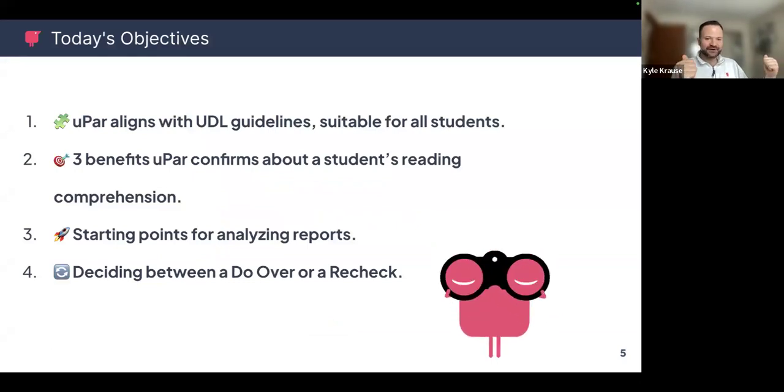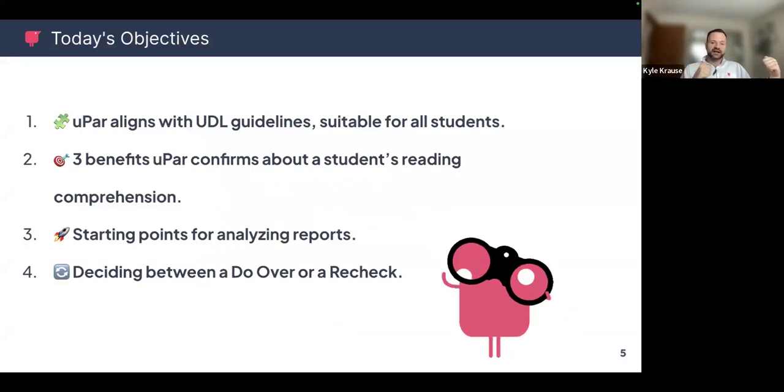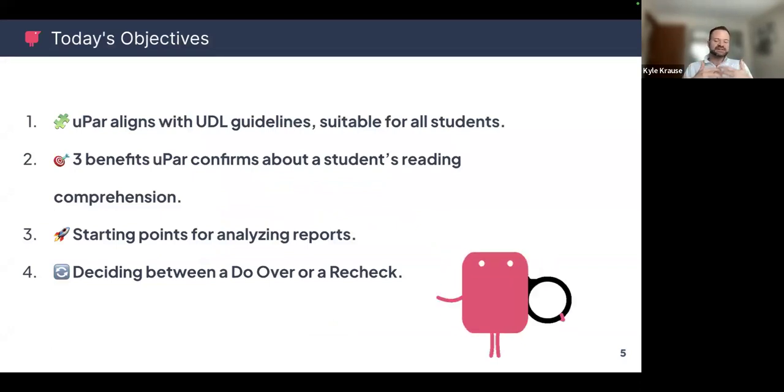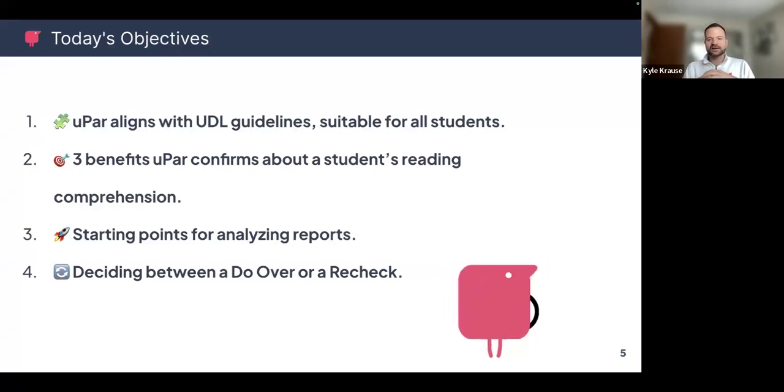So we've already actually covered number one, just talking a little bit about how uPar aligns with the UDL guidelines, so those multiple means of expression, and how it's really suitable for all students. We can really see interesting data points for all students, whether they are advanced learners, at grade level reading, or below grade level in their independent reading as well.